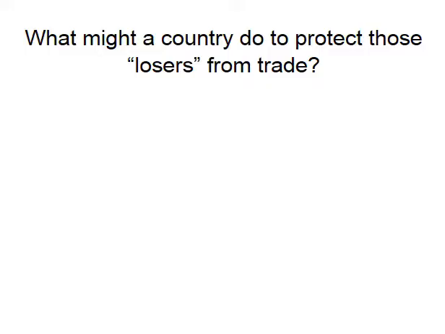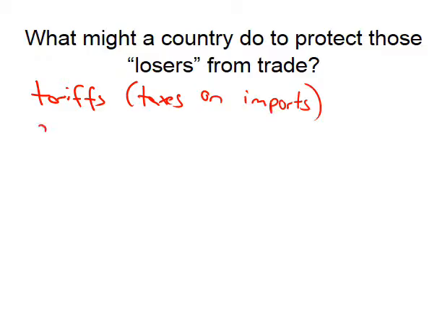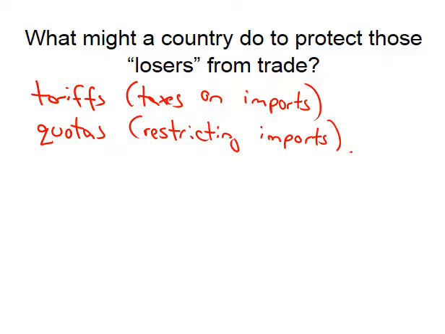So what might a country do to protect those losers from trade? Well, we might look at things like tariffs, which are taxes on imports. Quotas, which is restricting imports. We might look at subsidies to domestic industries to bring down the domestic price so that those industries can be more competitive. We might look at currency manipulation.